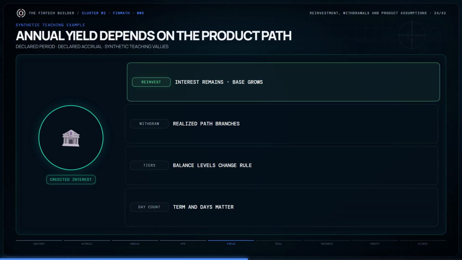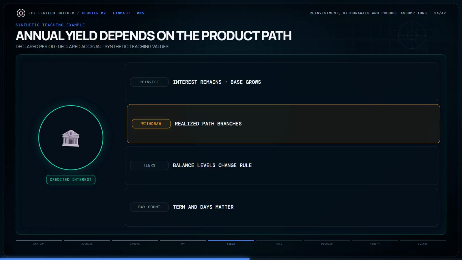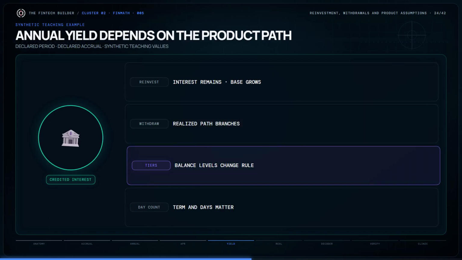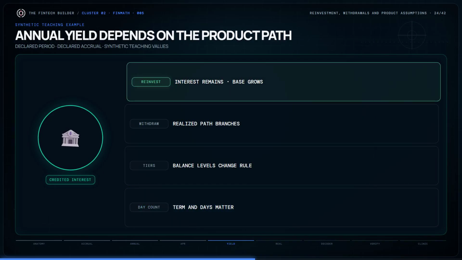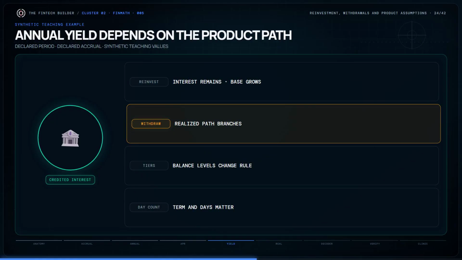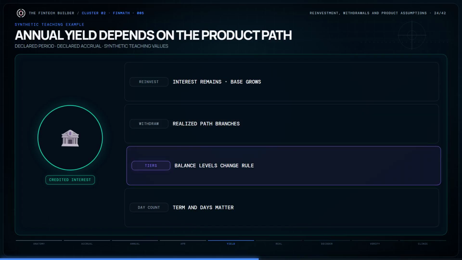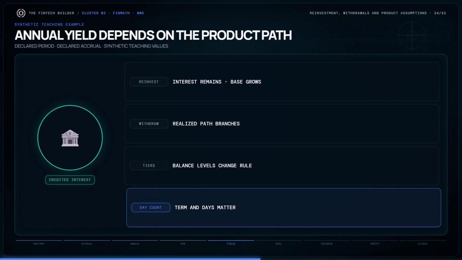Effective yield calculations depend on what happens to credited interest. If the product assumes interest remains in the account, future interest may be calculated on the higher balance. If interest must be paid out or the customer withdraws it, the realized path can differ. Tiered balances, stepped rates, minimum balances, account terms, and day count rules can also affect a regulated disclosure. Never copy an EAR number into an APY or AER field, merely because all three are annual percentages.